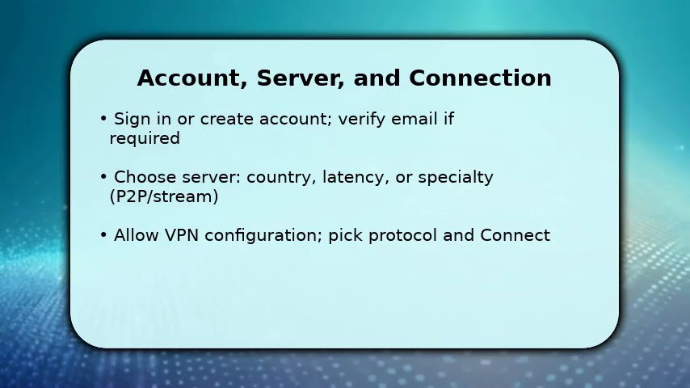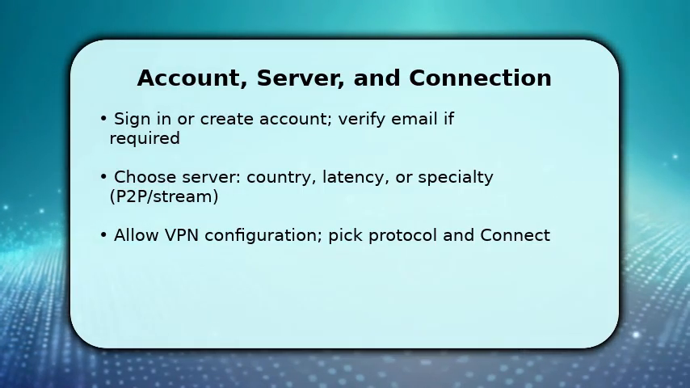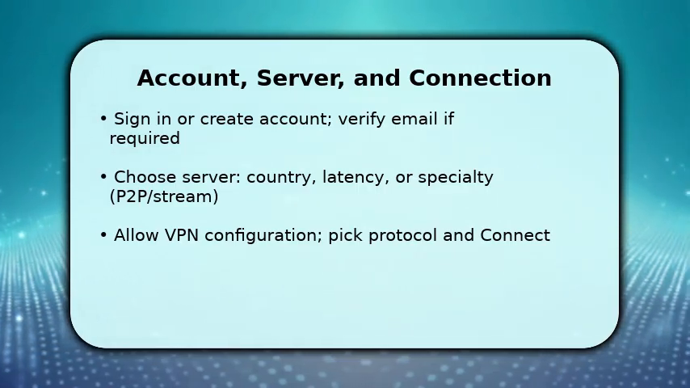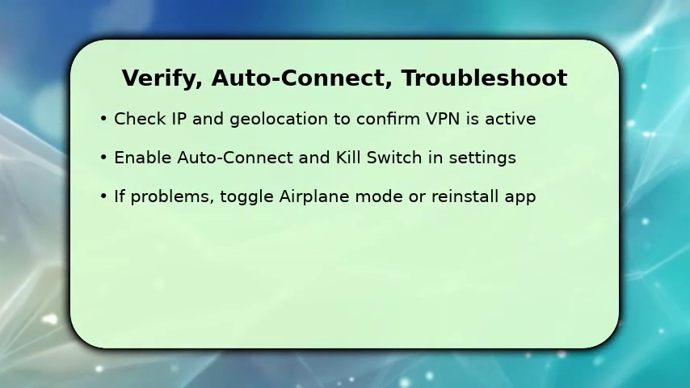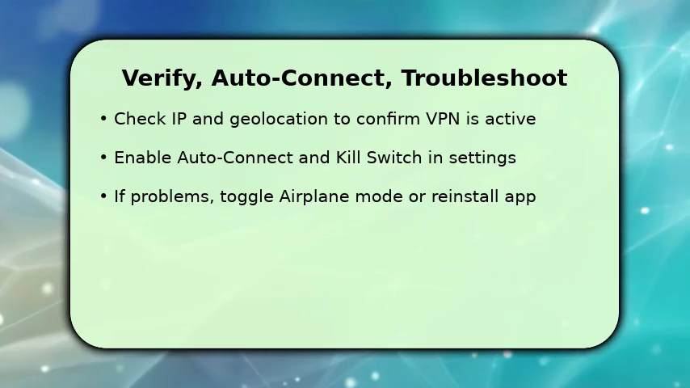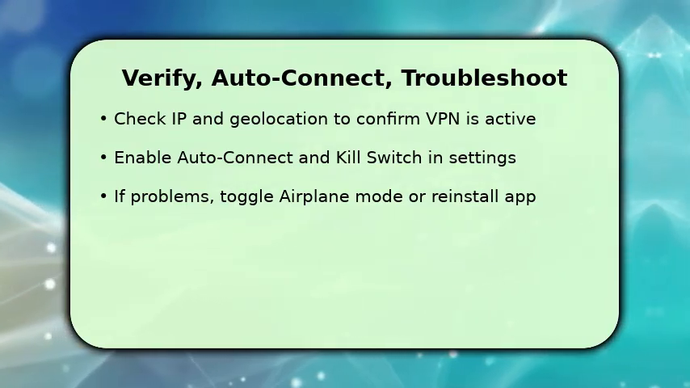Next, pick a protocol if available. Automatic is fine, but you can choose UDP or TCP for stability. Tap Connect and watch the status change to Connected. Once connected, verify the VPN by checking your IP and geolocation in the app or via a quick IP check page. Make sure the location matches your chosen server.